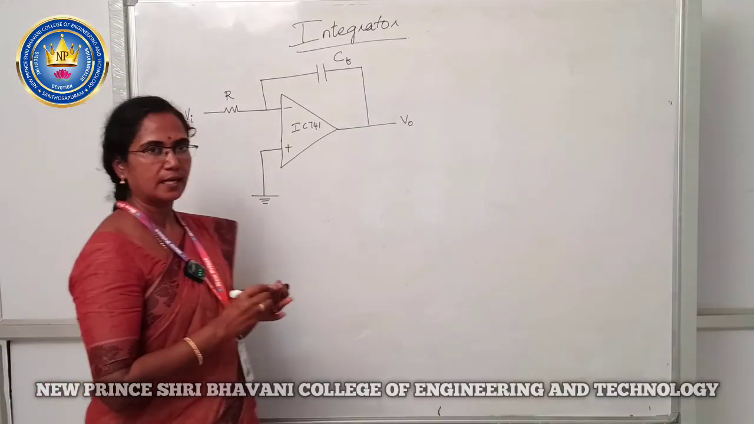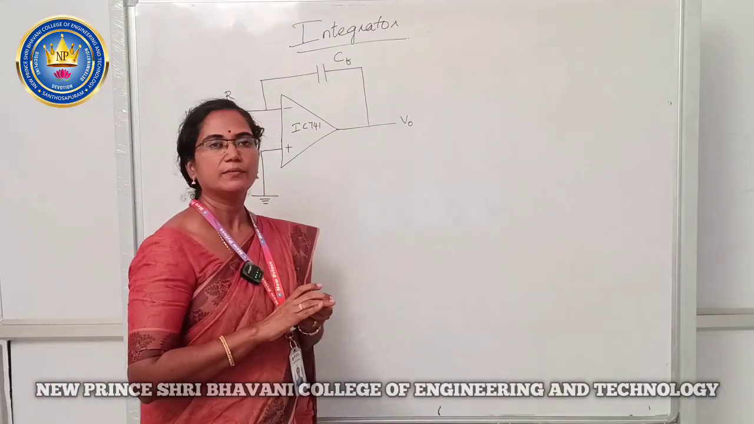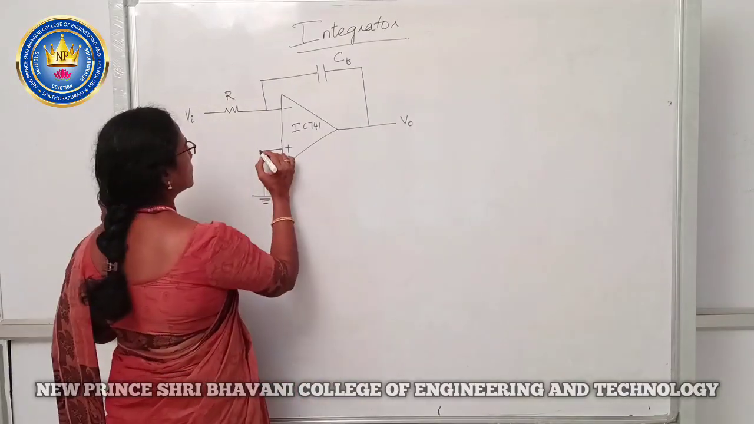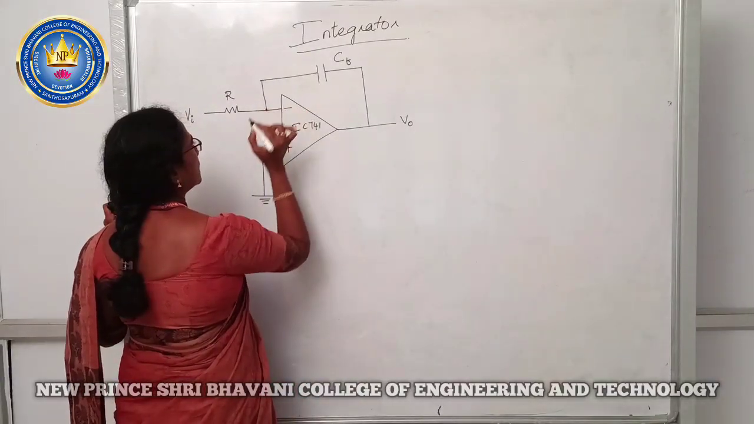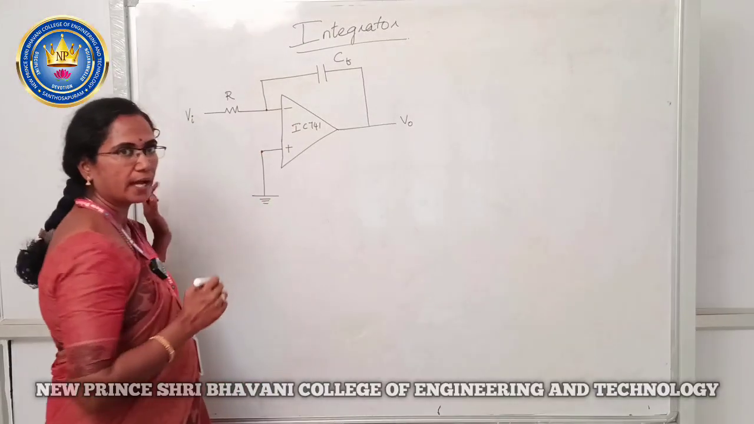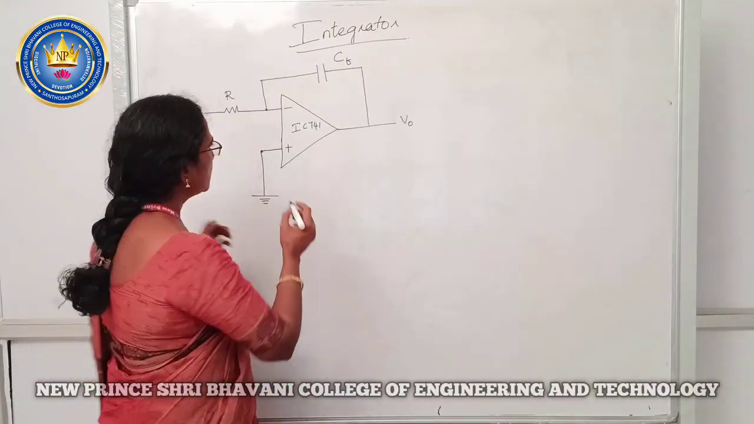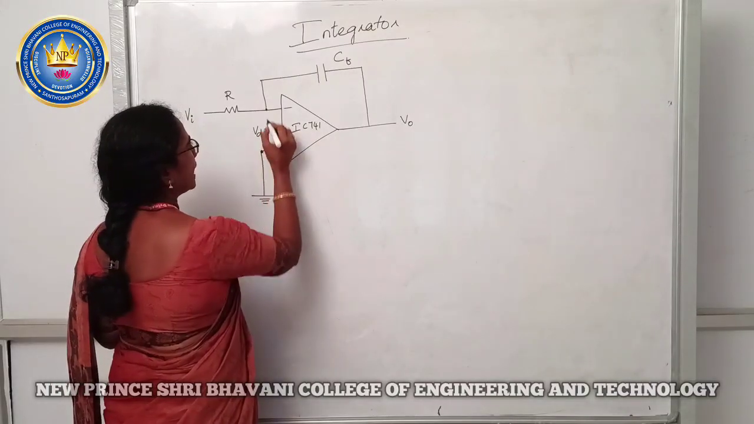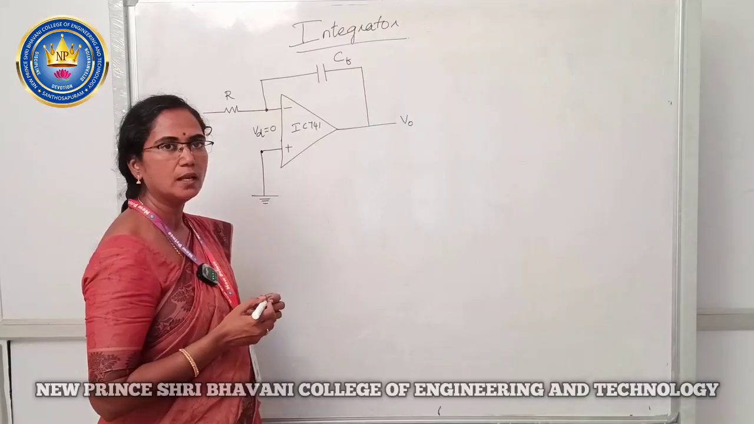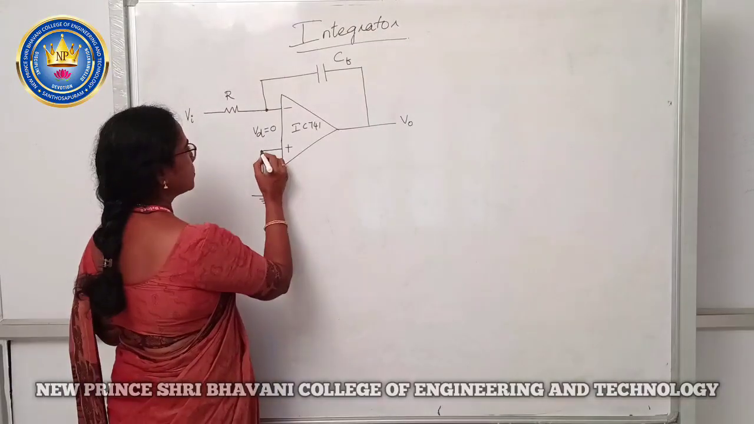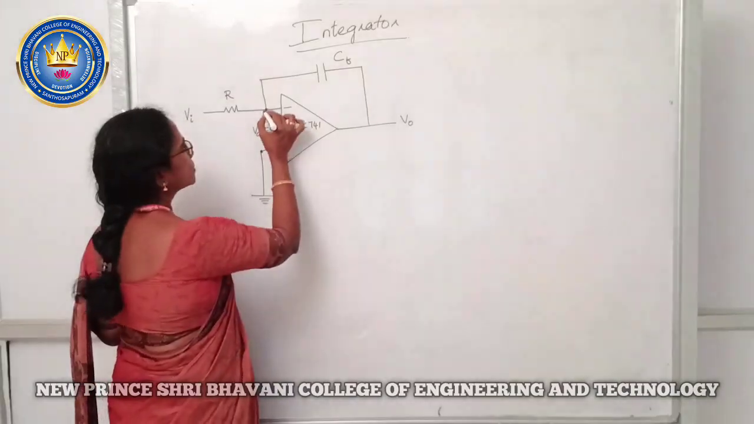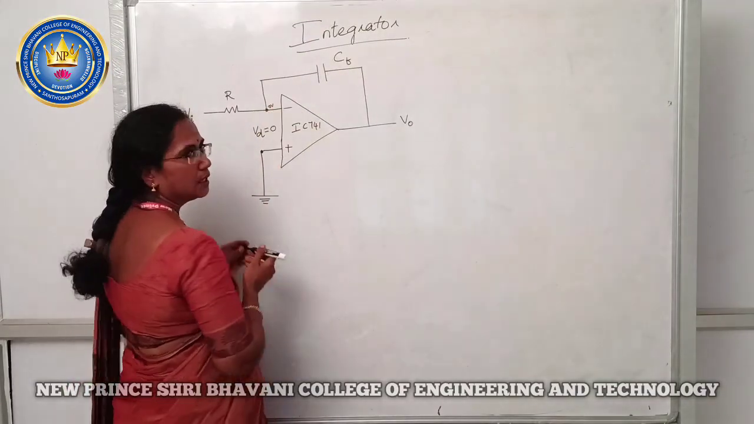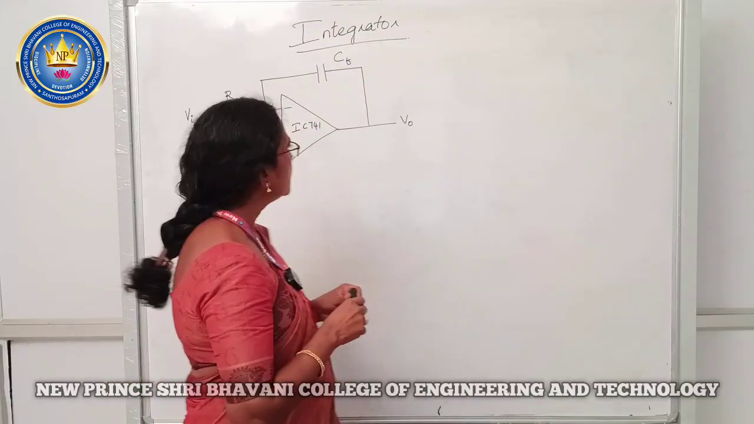Before going to analyze the integrator, we have to recollect one piece of information, that is the virtual ground concept. These two nodes should have equal voltage in order to consider Vd equal to 0. So, this node and this node must have equal voltage. Here this positive terminal is grounded, and so the voltage at the negative terminal is 0 volt.